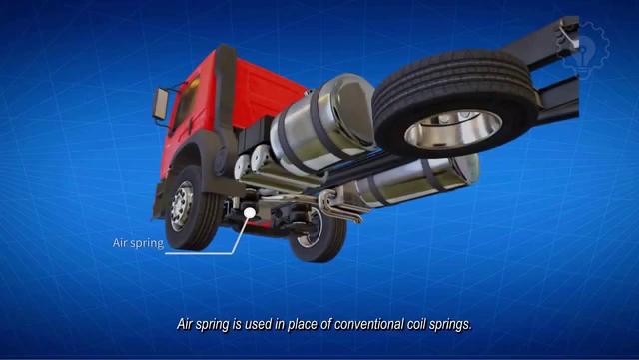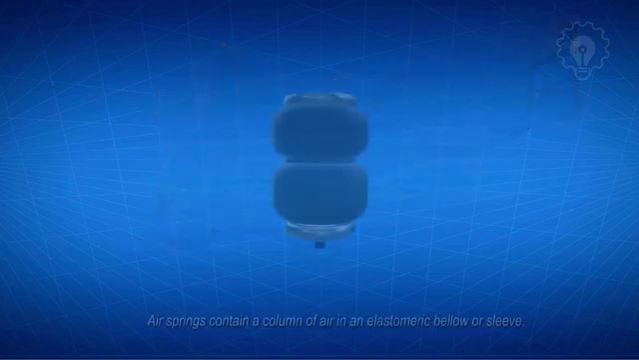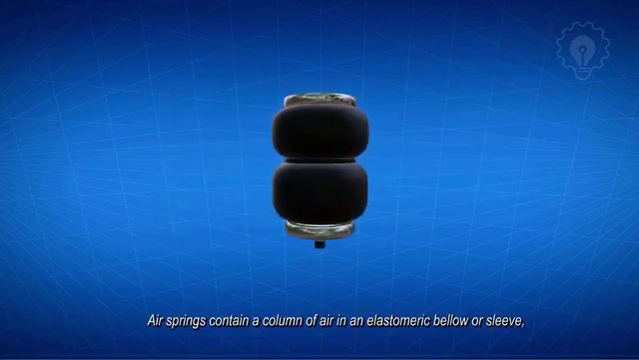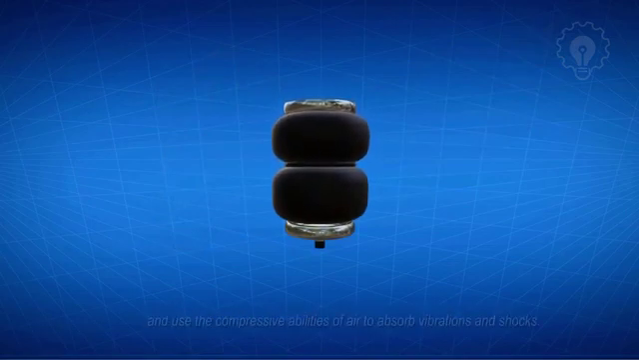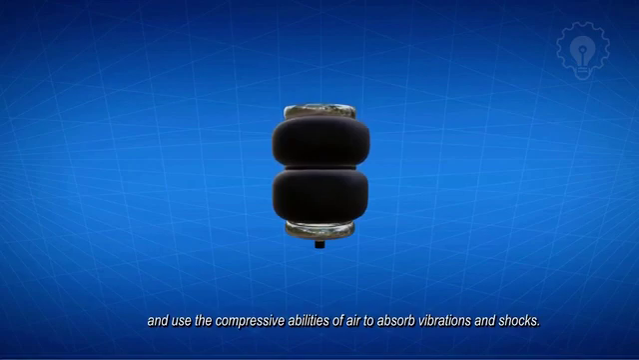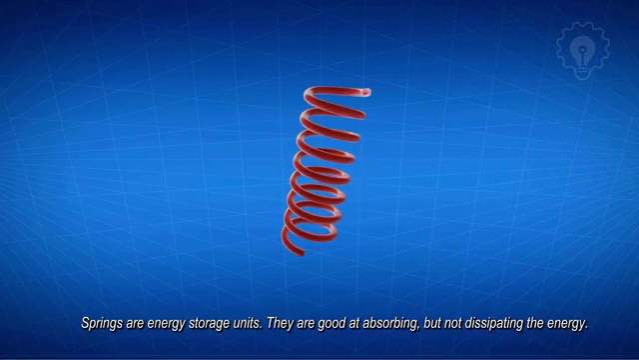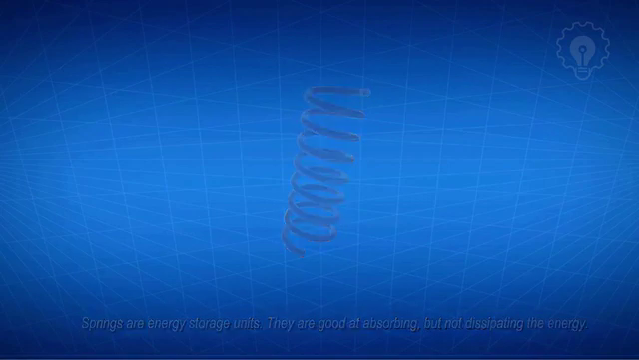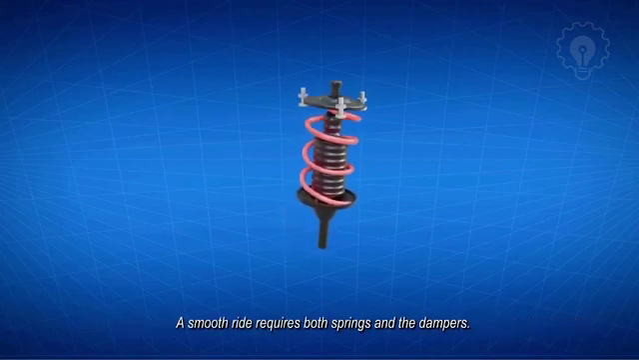Air spring is used in place of conventional coil springs. Air springs contain a column of air in an elastomeric bellow, or sleeve, and use the compressive abilities of air to absorb vibrations and shocks. Springs are energy storage units. They are good at absorbing, but not dissipating the energy. A smooth ride requires both springs and the dampers.